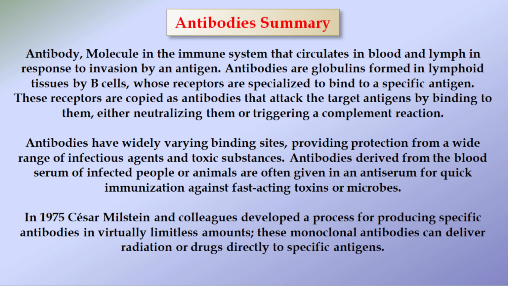Antibodies have widely varying binding sites, providing protection from a wide range of infectious agents and toxic substances. Antibodies derived from the blood serum of infected people or animals are often given in an anti-serum for quick immunization against fast-acting toxins or microbes. In 1975, Cesar Milstein and colleagues developed a process for producing specific antibodies in virtually limitless amounts. These monoclonal antibodies can deliver radiation or drugs directly to specific antigens.